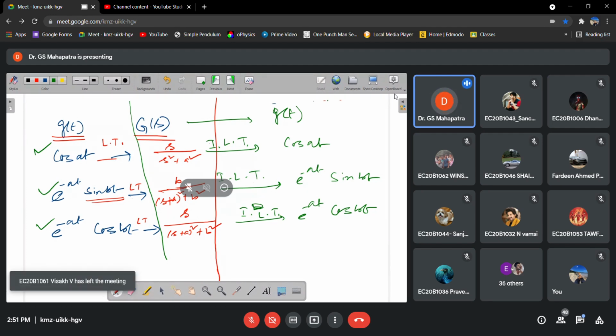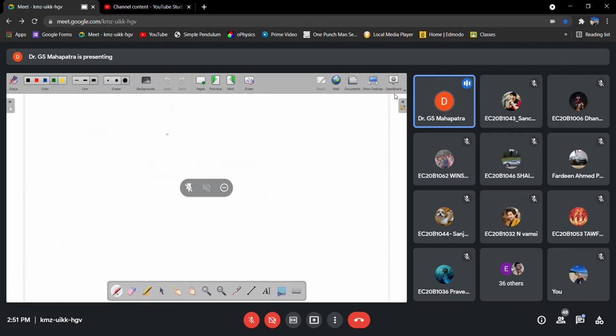Easily you have to. So these are all well-known Laplace transforms. No need to find them. Correct. Now I will give you some problems on inverse Laplace transform.